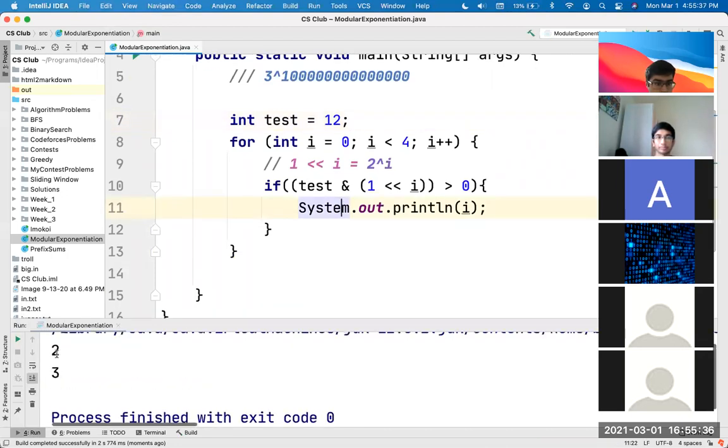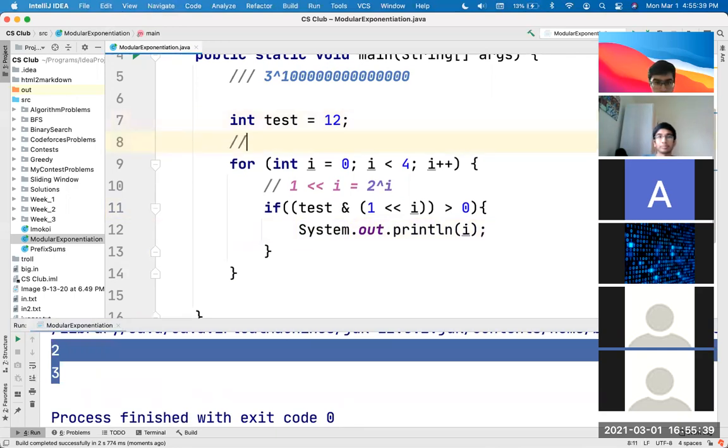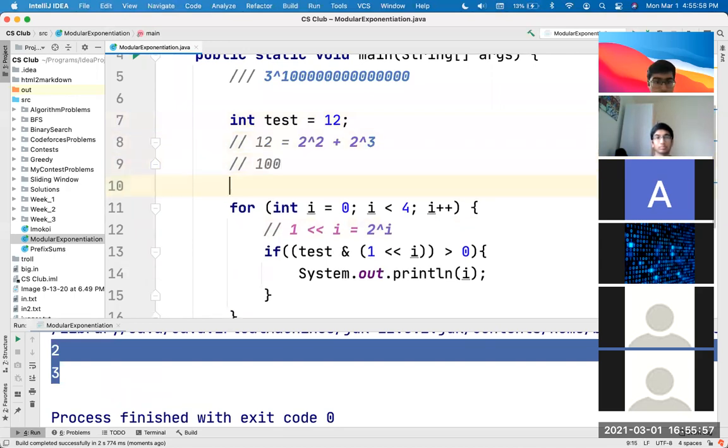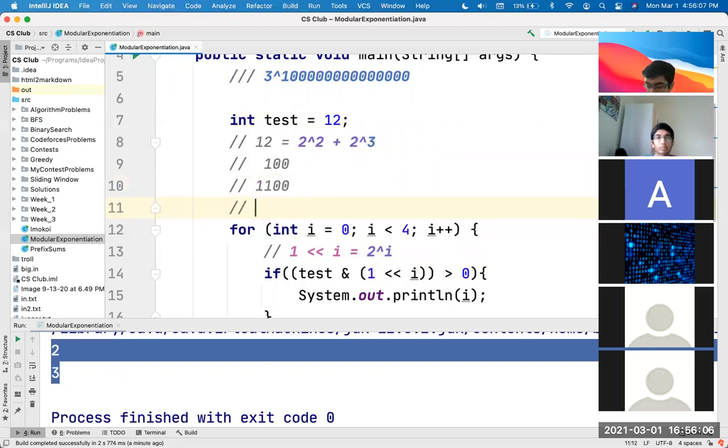So if I run this example with test, you're going to see that it prints out 2 and 3 because 12 is equal to 2 squared plus 2 cubed. And that's what it's printed out. It's printed out these exponents. And the way that this works is because 1 shifted by i is a power of 2. If we take, for example, 2 squared and we represent it in binary, it's going to look like 1, 0, 0. And if you look at 12 in binary, it's going to be 1, 1, 0, 0. So now when we AND these two numbers together, we're going to get 0, 1, 0, 0, which is equal to 4.